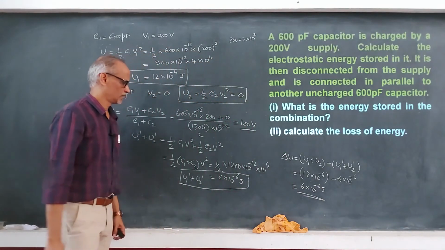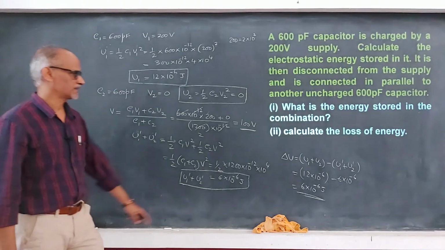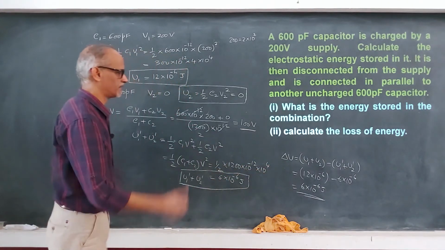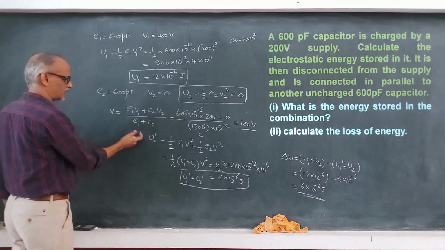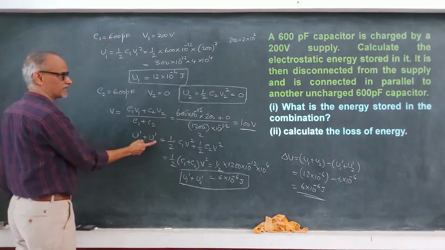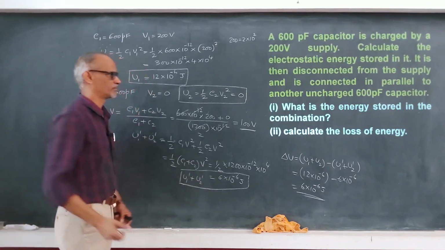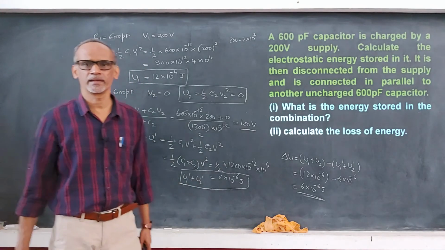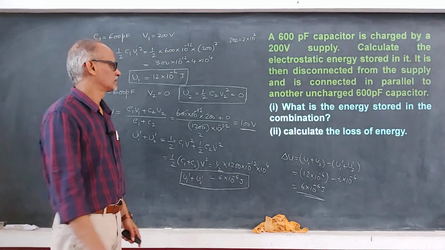Okay. So hope again the problem is clear. To find the loss of energy, we need to find U1, we need to find U2, and then U1 dash plus U2 dash. This is nothing but that first option. What is the energy stored in the combination? Combination means together after they are connected in parallel. I hope you all have understood.